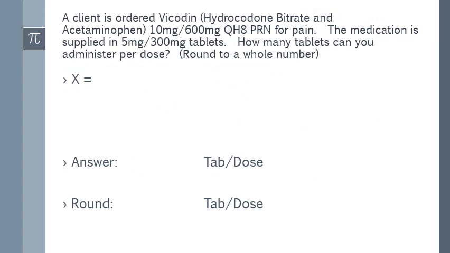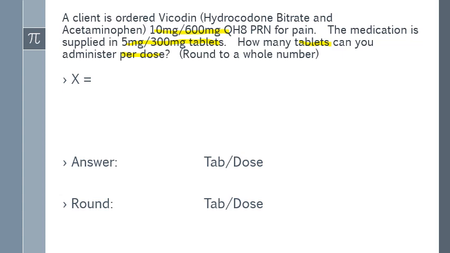All right, so again, let's take a look at what we need. Now this is a really interesting question. I brought this forward because I notice a lot of students have challenges with this type of question. Now let's go back to what we've always been doing. It's how many tablets can we administer per dose, so that's important. And we know we're given Vicodin. The order reads 10 milligrams, 600 every 8 hours for pain. And then we have the supply, it comes in 5 milligram, 300 tablets.